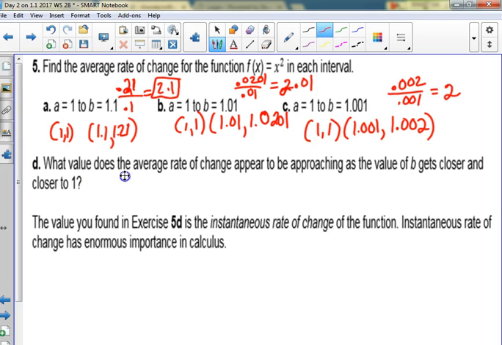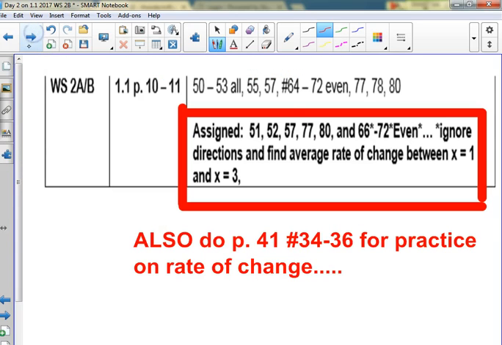All right. What value does the average rate of change appear to be approaching as it gets closer to 1? The answer is 2. The value you found is the instantaneous rate of change of a function. It has enormous importance in calculus. So, the average rate of change.